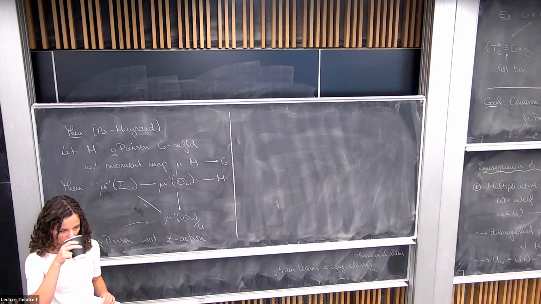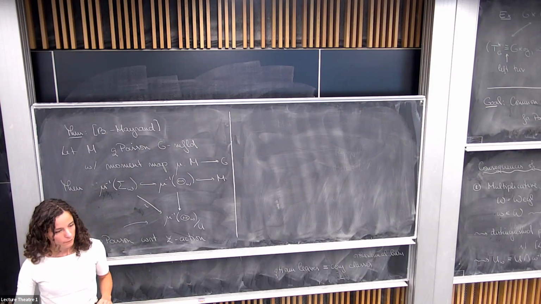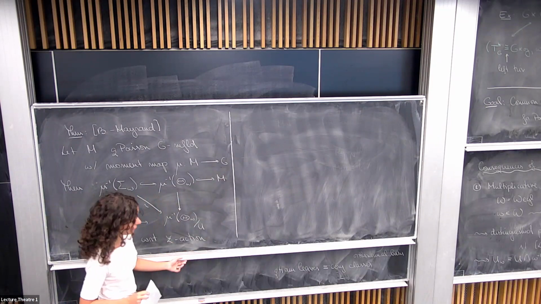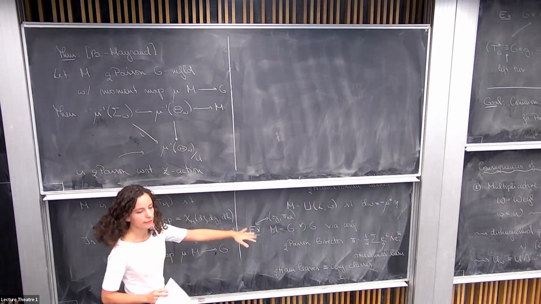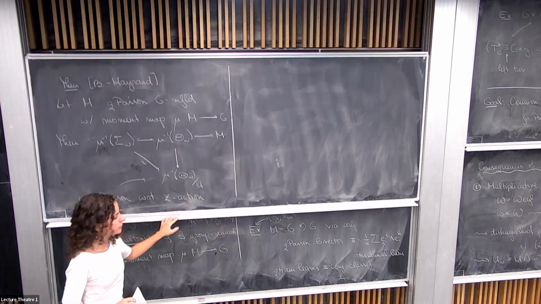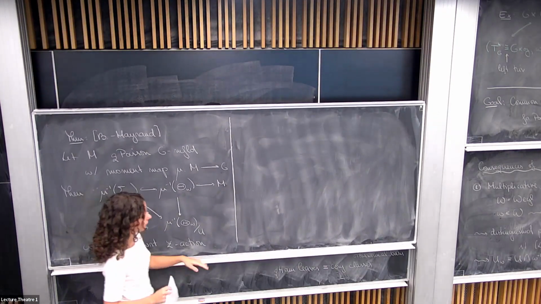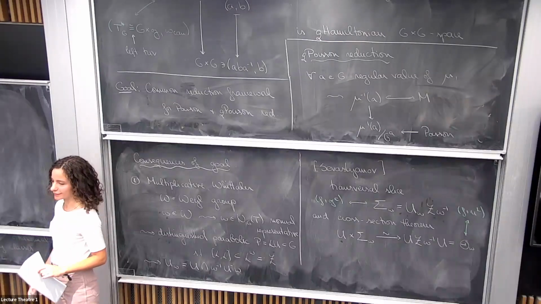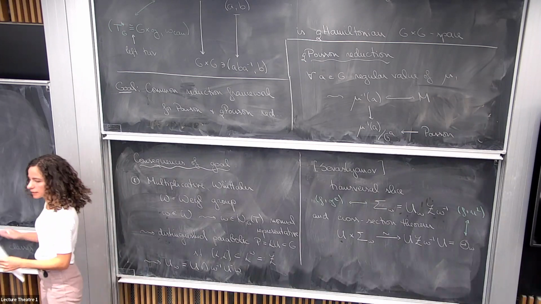Could you recall which Poisson structure you use on G? On G, I use the quasi-Poisson structure that is here. Yeah, so everything is quasi-Poisson. It's not entirely clear to me. There is also a Poisson structure on these slices, and it's not entirely clear to me how these two are related.